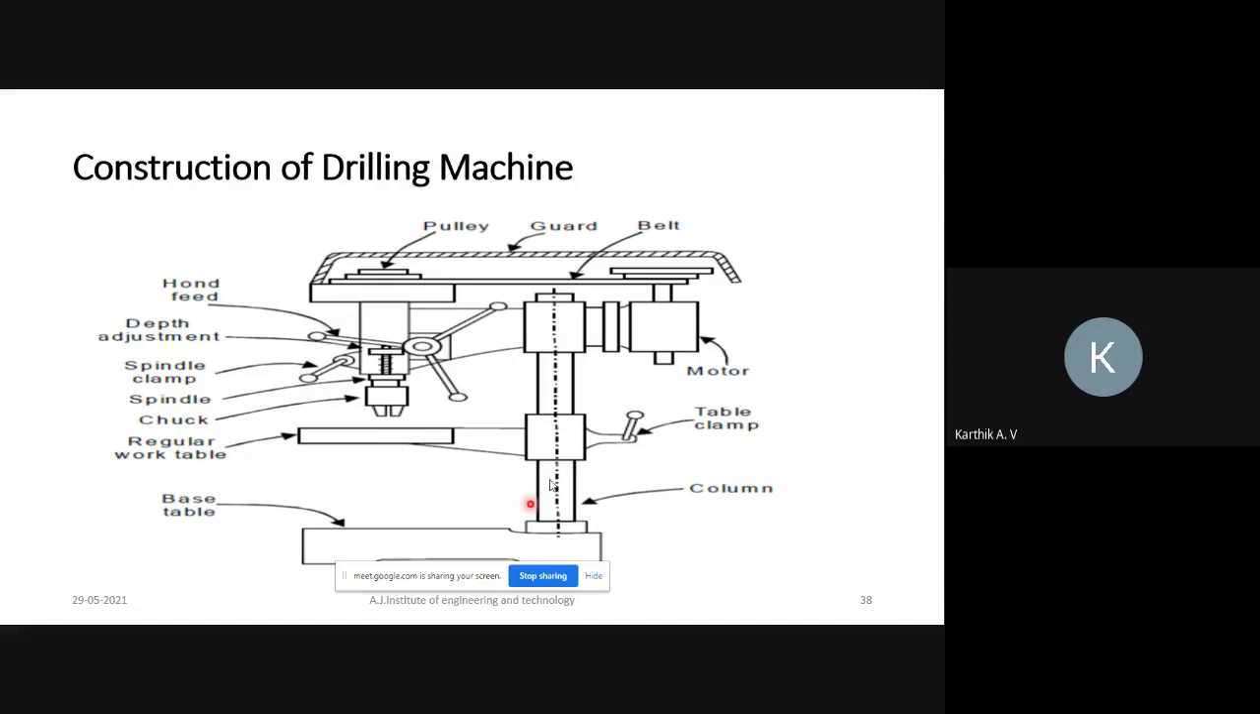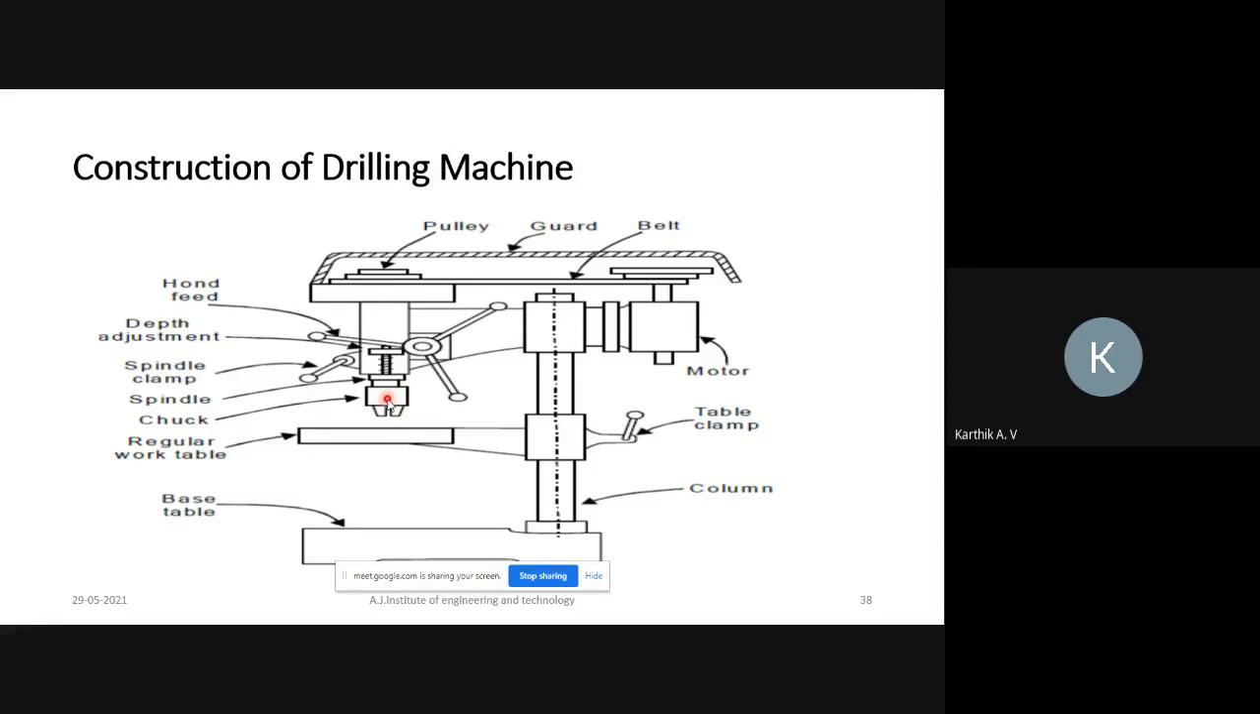So how does it work? The height of the work table you can adjust with the help of this table clamp. You can move this table upward as well as downward based on the height of the workpiece. Then a particular drill bit is fixed in the spindle and rotated with the help of the motor. You can move it upward and downward with this hand wheel and create the hole. It will remove the material.